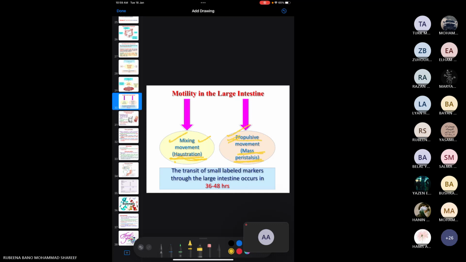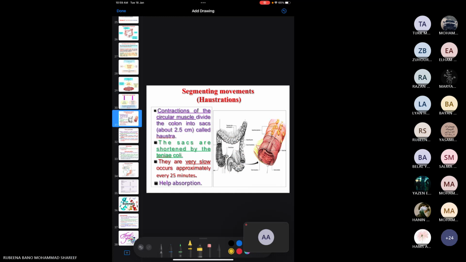What they have mentioned here is that the transit of small labeled markers through the large intestine occurs in 36 to 48 hours. They ask the patient to swallow labeled markers, and then they take pictures. What they found is that the marker reaches the large intestine in 36 to 48 hours. So this is the transit time. Transit time means the time for reaching from one place to another, right? So for the colon, it is 36 to 48 hours.